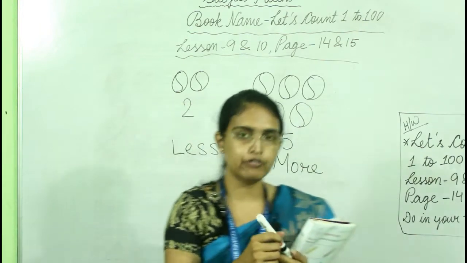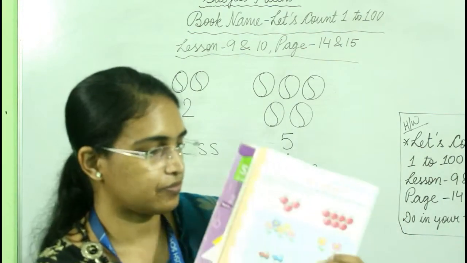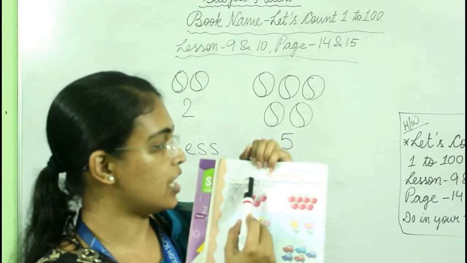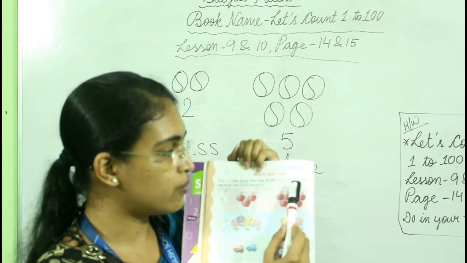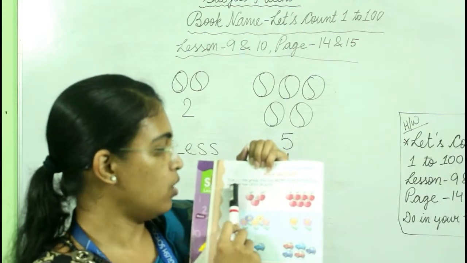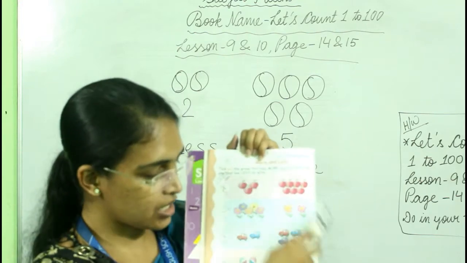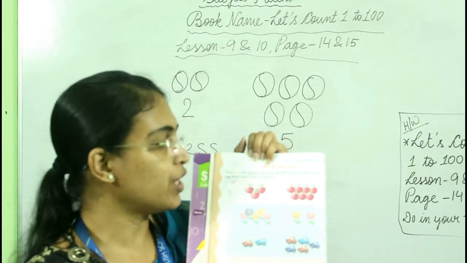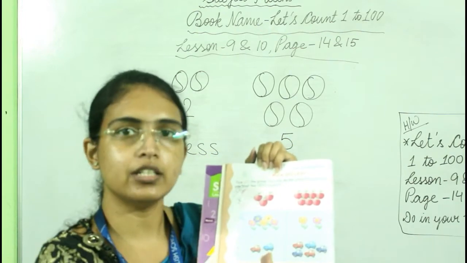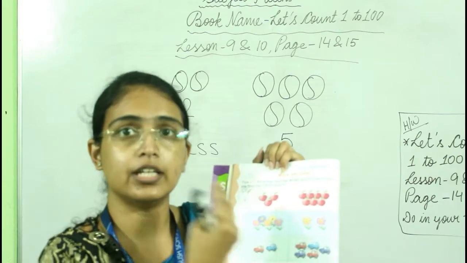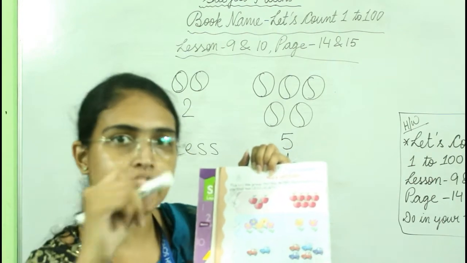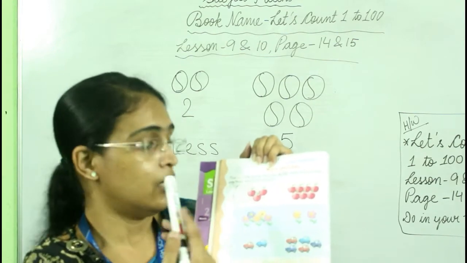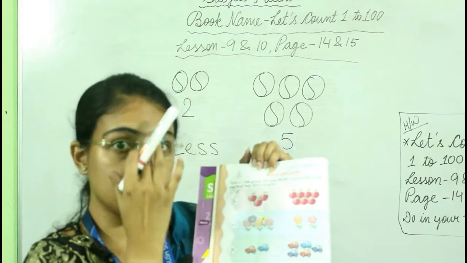Okay. Now we will do the exercise. Now look here. What is written here? Tick the groups that has more objects and cross the one that has less objects. Here are some groups and in groups there are some objects. So we have to decide whether they are more. If they are more, then we have to tick on the circle. If the objects are less, we have to cross that circle.